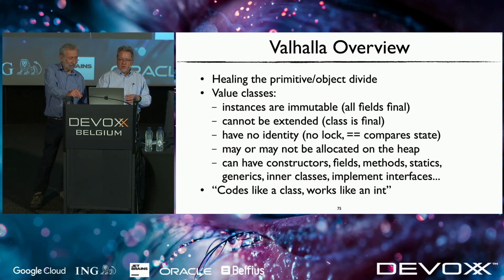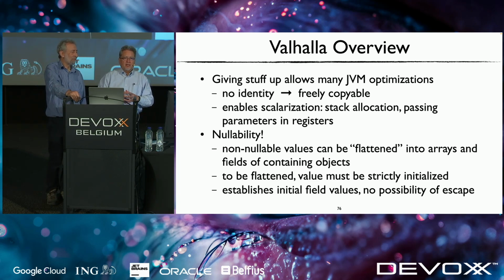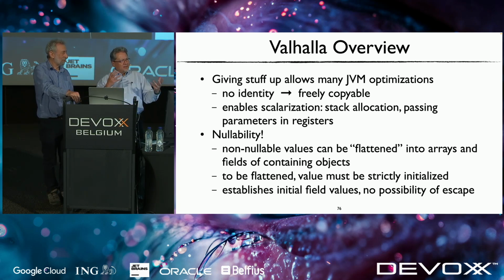So Valhalla provides what are called value classes. A value is like an immutable class that has a bunch of stipulations around it, but the biggest thing is it no longer has an identity. There's this weird thing where you can say you have an integer object, and you can say this integer object is different from this integer object.